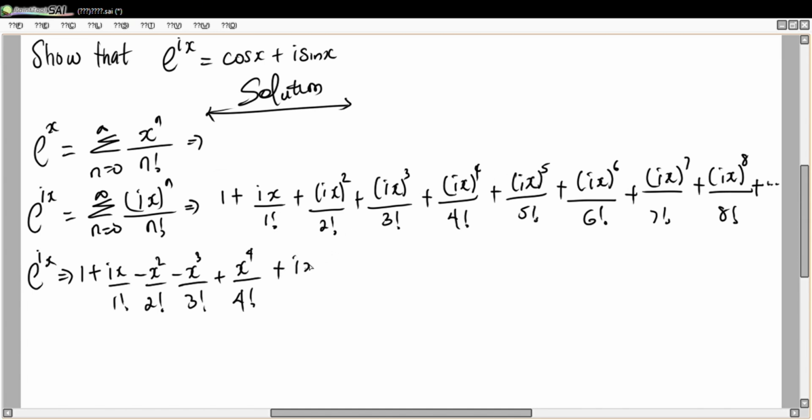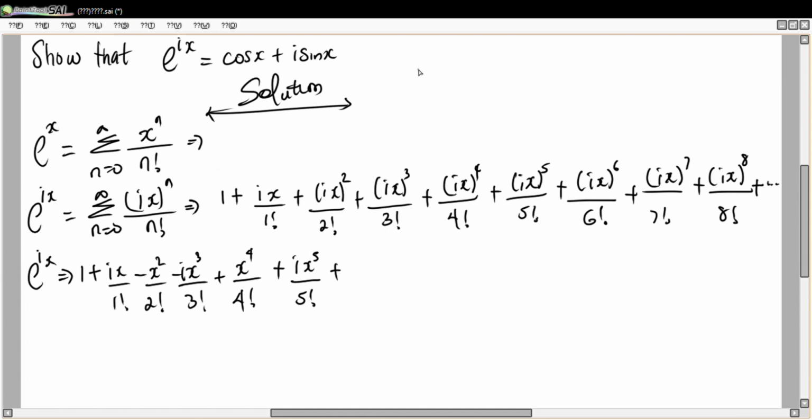That is i x raised to the power 5 over 5 factorial plus i raised to the power 6 will surely give us minus 1. Sorry for this, it should be minus 1. So i raised to the power 6 will give us minus 1.